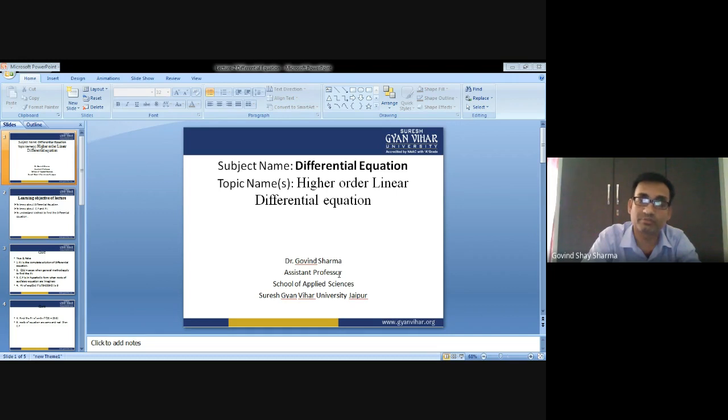So we discussed some special cases, like e to the power alpha x, cos alpha x, sin alpha x, and x to the power m, and how to find the PI of a differential equation. Then we have already discussed the CF. You know very well the complete solution of a differential equation is CF plus PI. Here CF is the complementary function and PI is the particular integral.